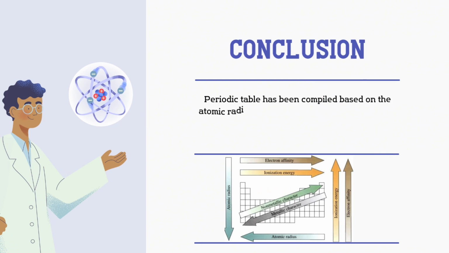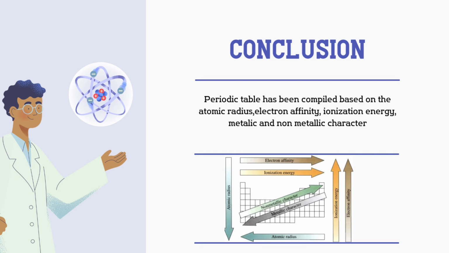As the conclusion, the periodic table has been compiled based on the atomic radius, electron affinity, ionization energy, and metallic and non-metallic character.